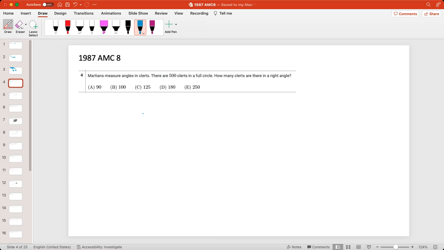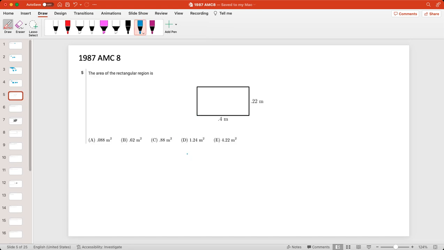Fourth one. Martians measure angle in clerds. Wow, that's interesting. There are 500 clerds in a full circle. How many clerds are there in a right angle? Okay, so a full circle has 360 degrees, and we want something now in 90 degrees, right? So 90 degrees is 1 by 4 of 360. So we just have to divide 500 by 4, or 500 into 1 by 4. It's the same, which is equivalent to 125. That's your answer. Okay, simple one. 125 clerds. Okay, going to the next question.